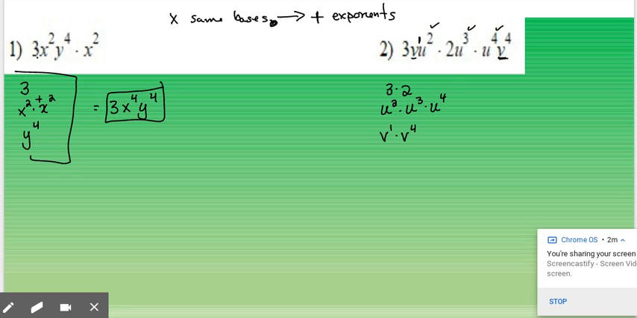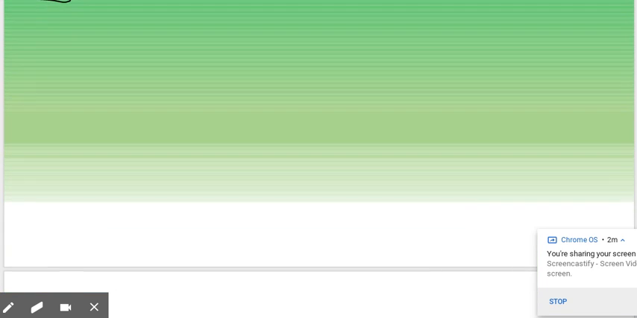Now, numbers that are bases, guys, you still multiply. 3 times 2 is 6. My u's are multiplied. We're going to add those exponents. 2 plus 3 plus 4. That would be 9. So I have u to the 9th. And my v's are being multiplied. 1 plus 4 is 5. Let's go ahead and look at the next one.